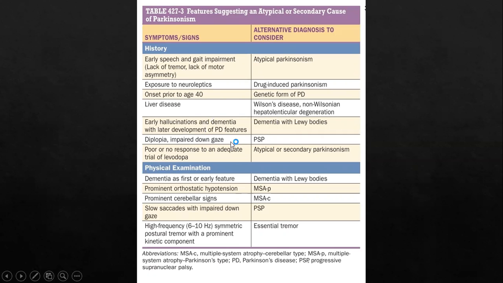Early hallucination and dementia is going to be seen in dementia with Lewy bodies. Diplopia, impaired down gaze. I mean, when eye involvement is there and impaired down gaze palsy is there, we are going to be thinking of PSP. Poor or no response to an adequate trial of levodopa, again, we have to think of atypical or secondary Parkinson's.